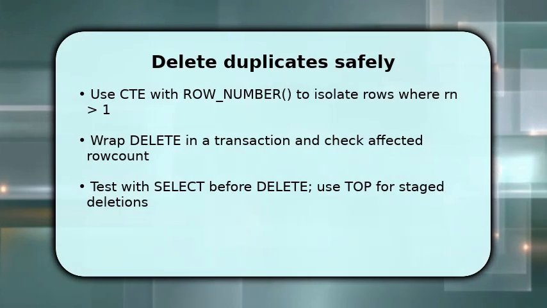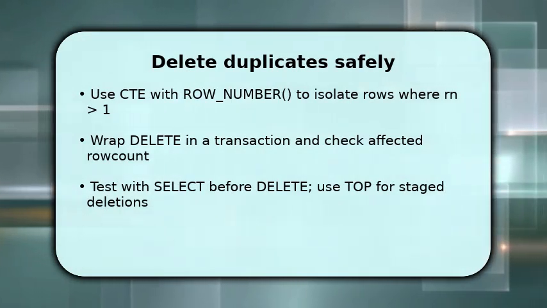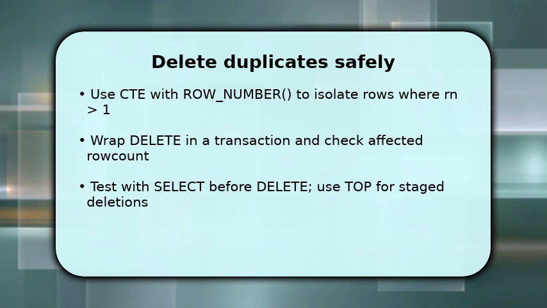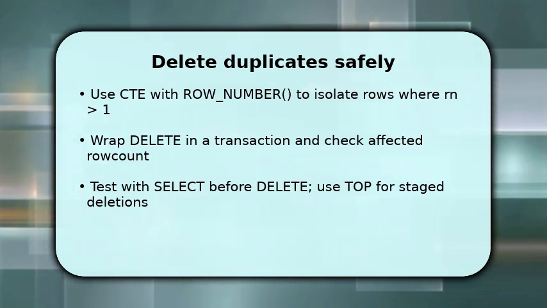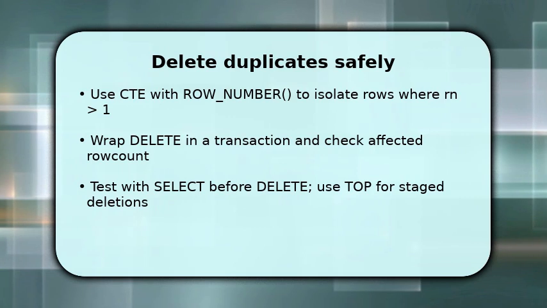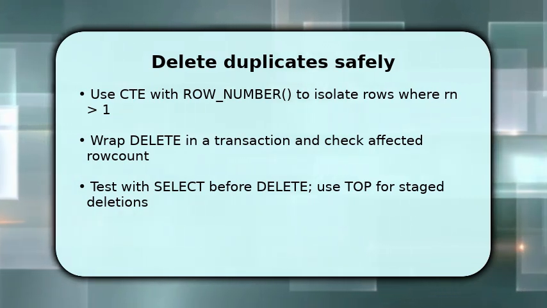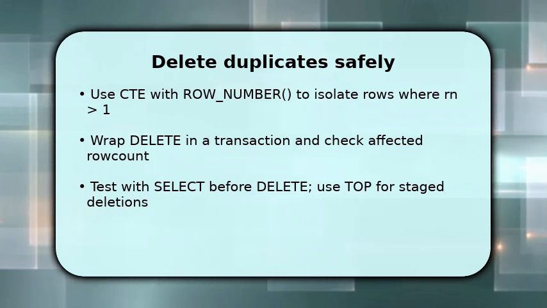Now remove the extras while minimizing risk. Create a CTE that selects rows with row number and filters where RN > 1, then run DELETE FROM that CTE. This targets only duplicates. Make sure to wrap the operation in a transaction so you can roll back on errors and check the row count after execution.